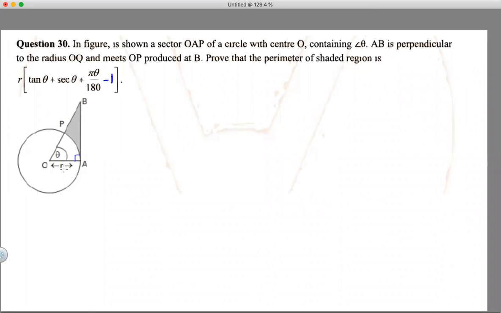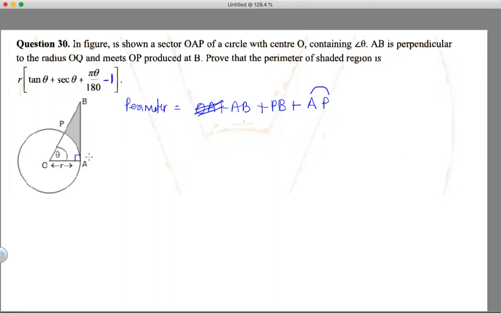Okay, so what will be the perimeter of the shaded region? Perimeter is equal to OA plus AB plus, area of, no, we don't need area, we need perimeter. Okay, so PB plus the length of arc AP, right? Oh no, sorry, we don't need OA. I'm wrong. OA we don't know. So it is AB plus PB plus the arc AP, right? This is the perimeter.